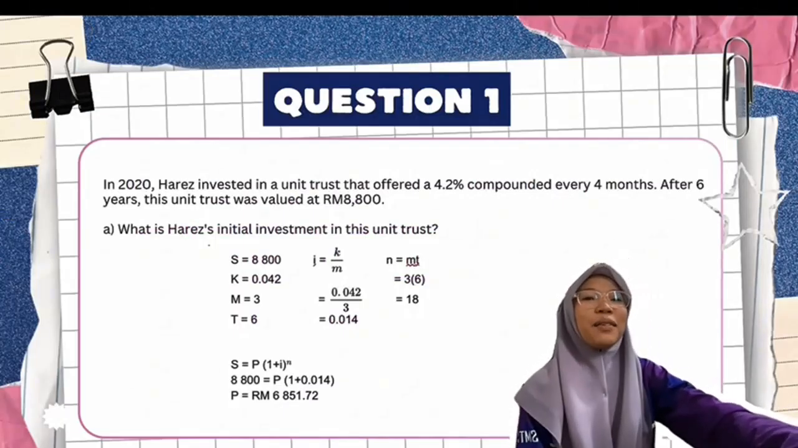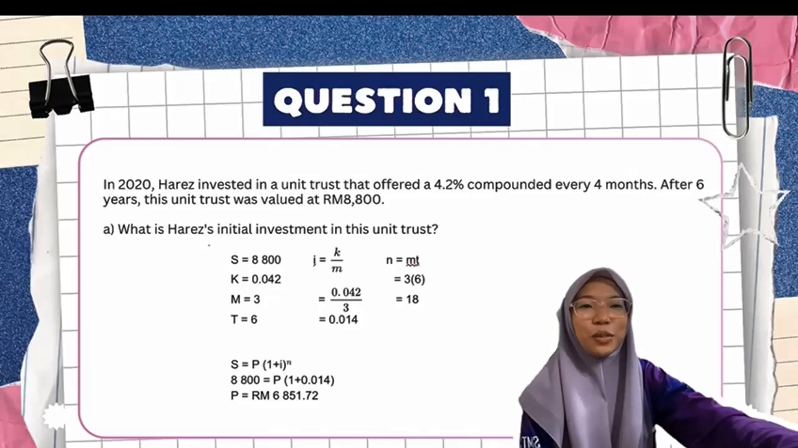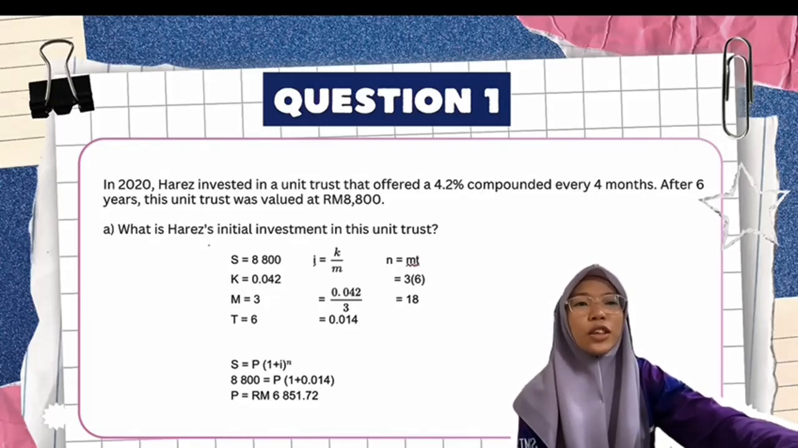Okay, now I'm going to explain question 1. In this question, we are told that in the year 2020, Haris invested in a unit trust that offered an interest rate of 4.2%, compounded every 4 months. After a period of 6 years, the value of his investment grew to 8,800 ringgit. What we need to find is the amount he originally invested.